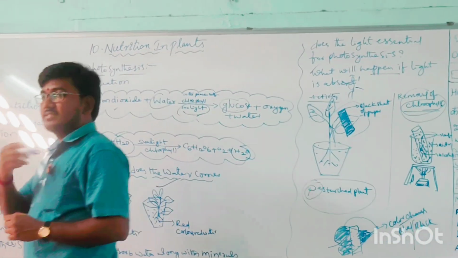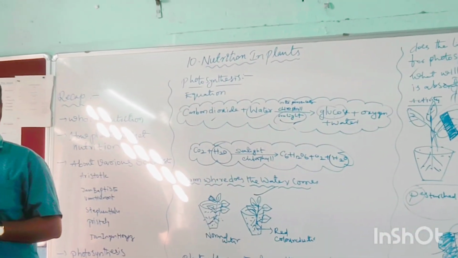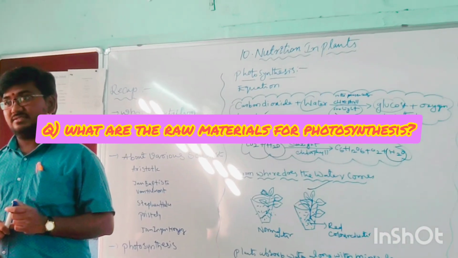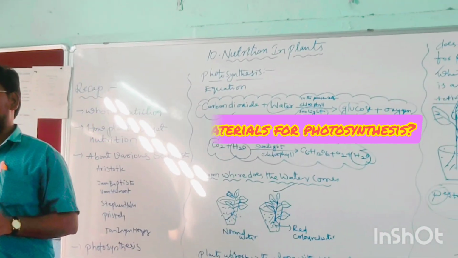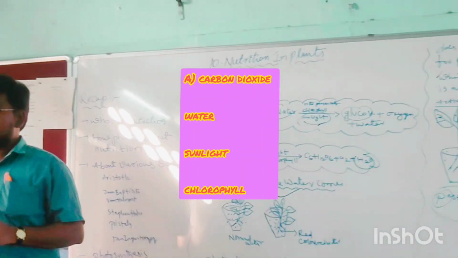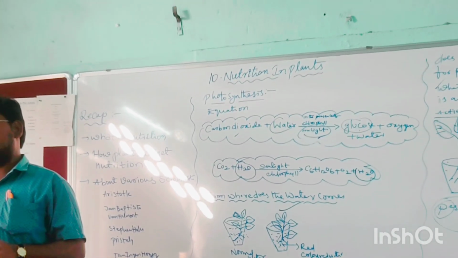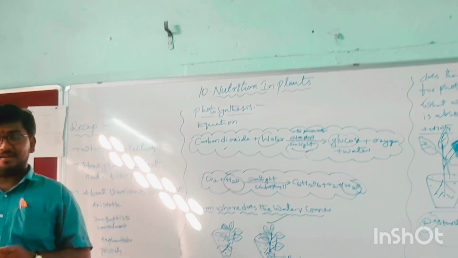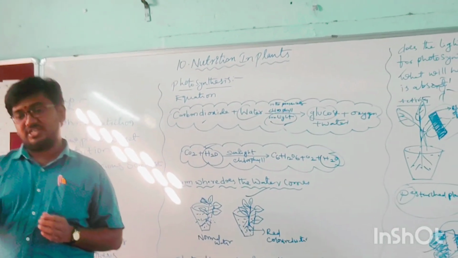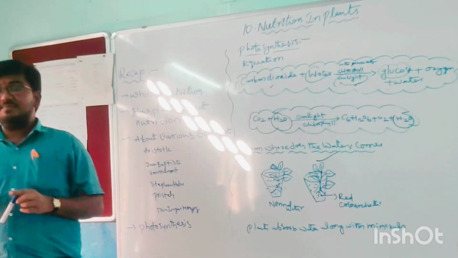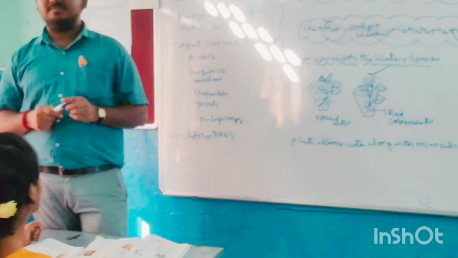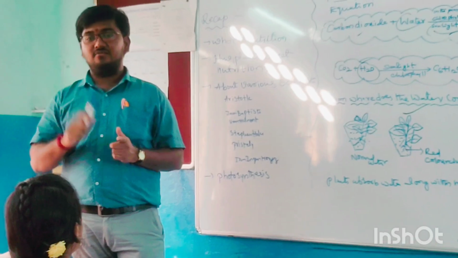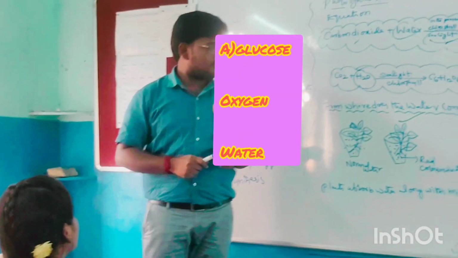Now, this side. Karthika, stand up. What are the raw materials for photosynthesis? Carbon dioxide. Water. One more. Sunlight. Very good. Clap. Excellent. What are the products in photosynthesis? Glucose, oxygen, water. Very good. Clap.